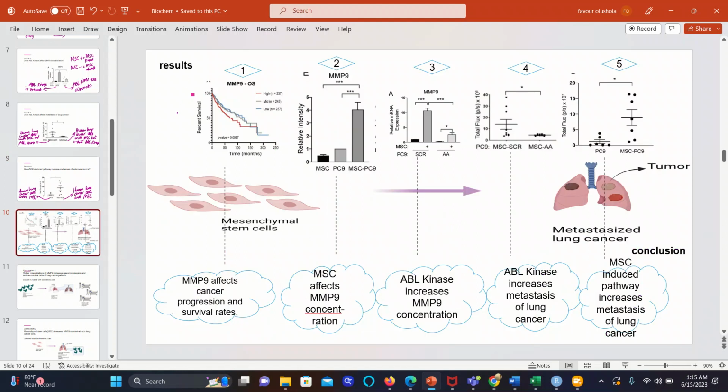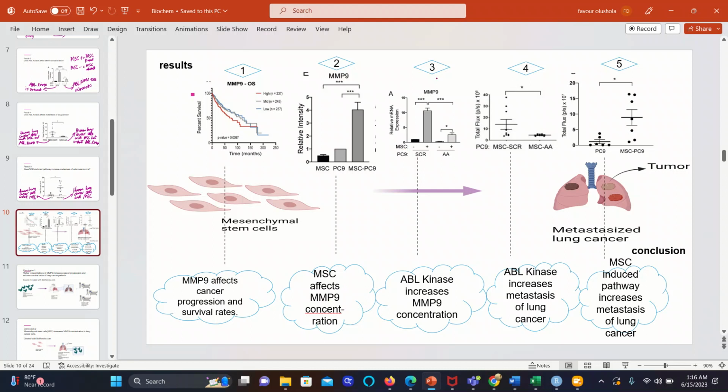This is just a chart of the results and the conclusions in relation to our overall research question, the effect of mesenchymal stem cells on metastasis in lung cancer. From our first experimental question, the data figure from that question, we can infer that MMP9 does affect cancer progression and survival rates, because with higher MMP9 concentrations, we're seeing more cancer progression and lower survival rates. From the second data figure, we can see that MSC does affect MMP9 concentration in the lung cancer cells.